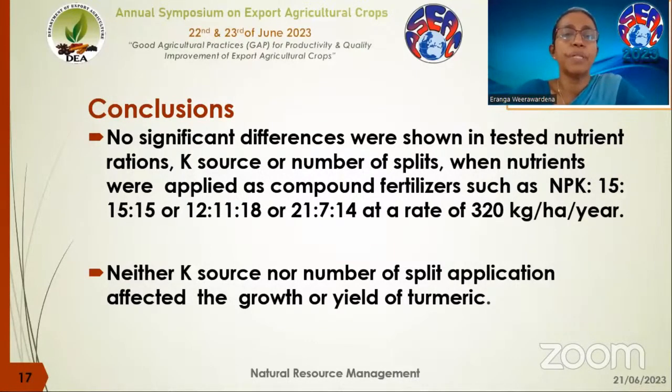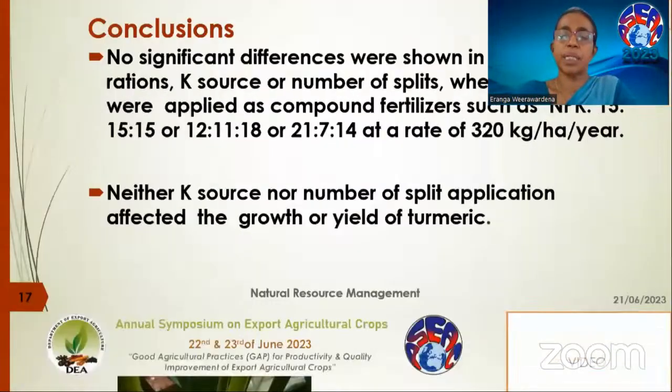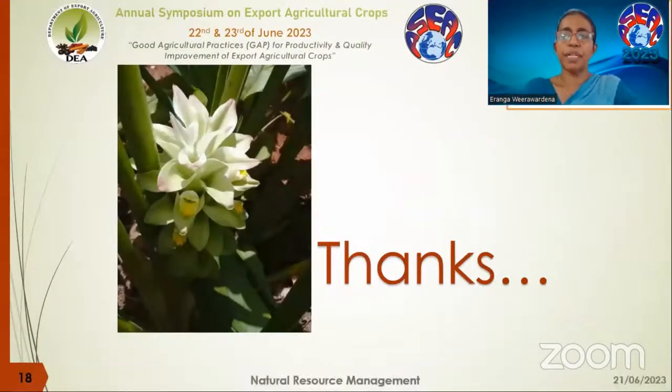But according to the results, we can conclude that no significant differences were shown in tested nutrient ratios, potassium source, or number of splits when nutrients were applied as compound fertilizers such as NPK 50, 50, 50, NPK 12, 11, 80, and NPK 21, 7, 14 at a rate of 320 kilograms per hectare per year. In neither case did the number of split applications affect growth or yield of turmeric. Thank you very much for your kind attention.